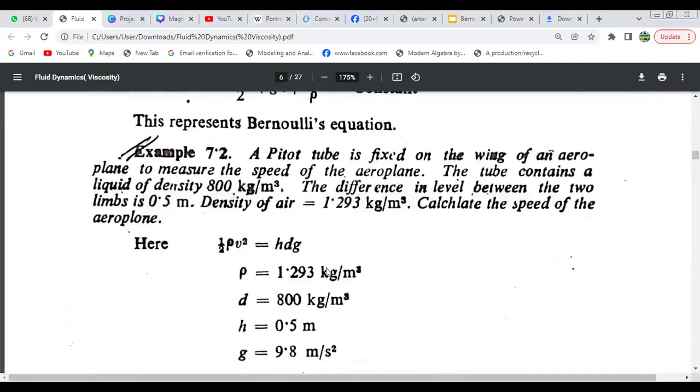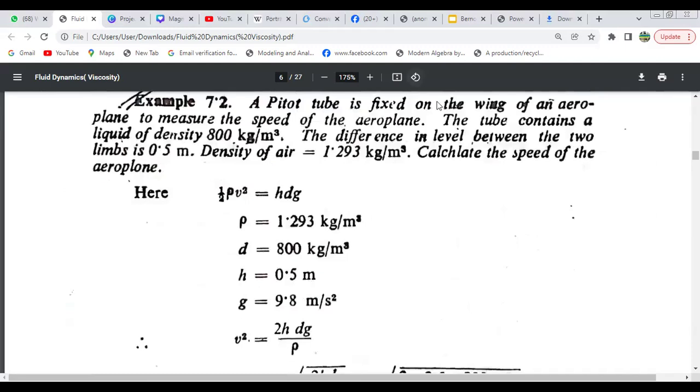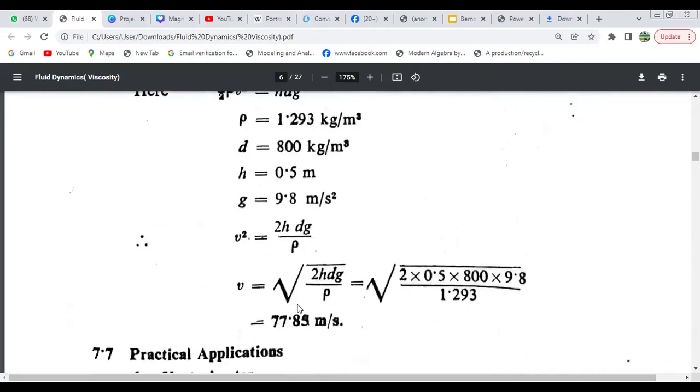Now, an application of Bernoulli's. A pitot tube is fixed on the wing of an aeroplane to measure the speed of the aeroplane. The tube contains liquid of density 800 kg per meter cube, and the level difference of the two limbs is 0.5 meter. The density of air is given. Calculate the speed of the aeroplane. So half rho v square equals rho g h. Just putting in these values, we get the velocity of the aeroplane.